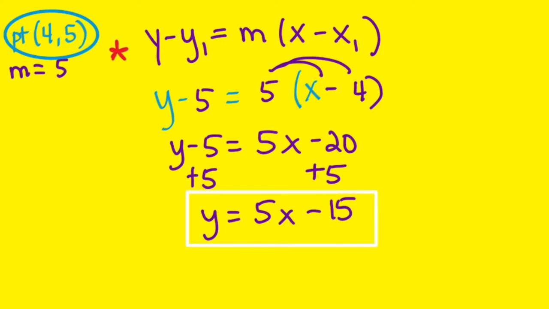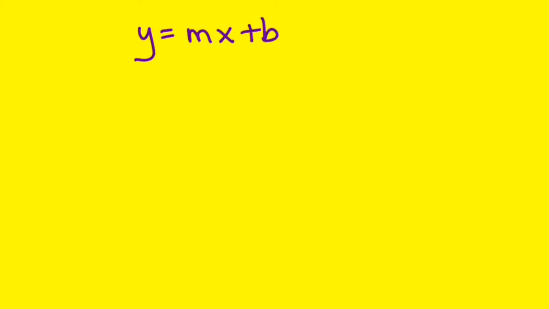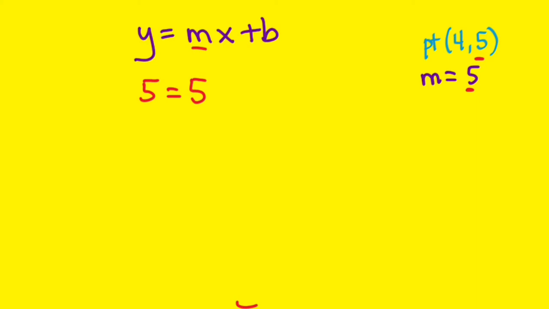Let's look at another way to do this, and that's just using our formula, y equals mx plus b. And again, I'm given a point and a slope. So if I'm given a point and a slope, I can write the equation of the line because all I have to do is solve for the new y-intercept, right? So I know that 5, that's my y value, equals my slope times my x plus b. And I need to solve for this new b.